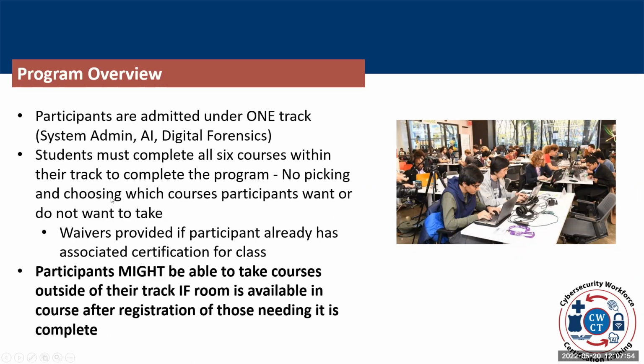So as I mentioned before, with the 3 pathways, you are admitted only under one of the 3 tracks. You were either admitted under system admin, artificial intelligence, or digital forensics. You must complete all 6 courses within your track that are required. This is not a pick and choose which courses you want. You can't take some courses from system admin, some courses from digital forensics, some courses for AI. When you get your registration emails, it will have a copy of the coursework that is required. You must complete those 6 courses.